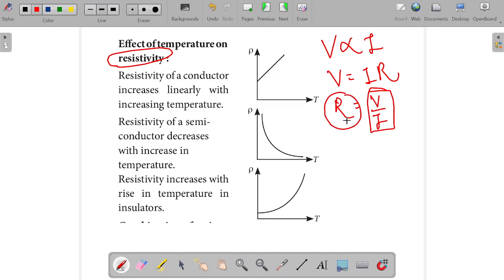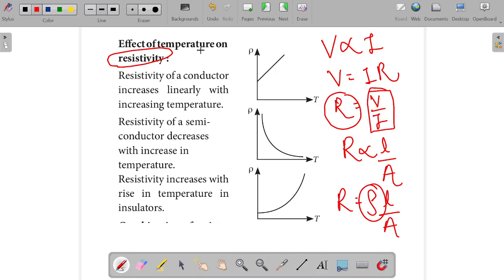But the resistance R depends on some factors. One is the length of the conductor; it varies directly with length, and it is inversely proportional to the area of cross section. That proportionality constant is taken as rho, which is nothing but the resistivity of that material. It is a very special feature.